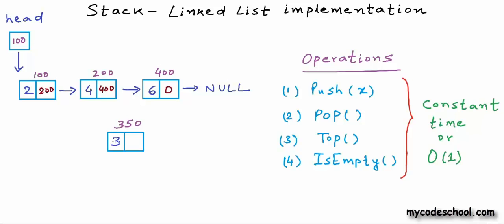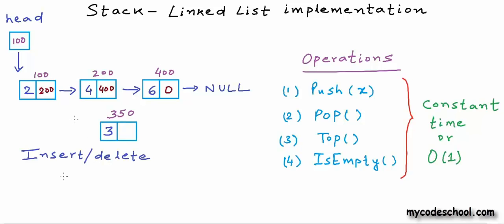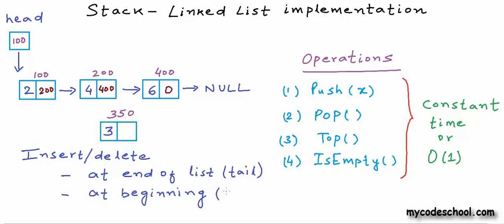Now for a stack, we want that insertion and deletion must always happen from the same end. We can use a linked list as stack if we always insert and delete a node at the same end. We have two options. We can insert or delete from the end of the list, what we also call tail, or the beginning of the list, that we call head.